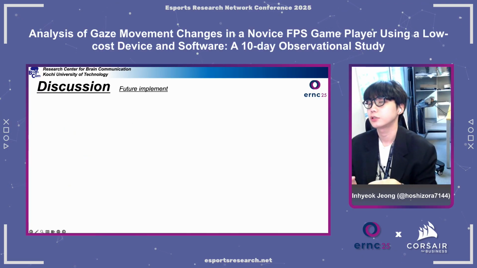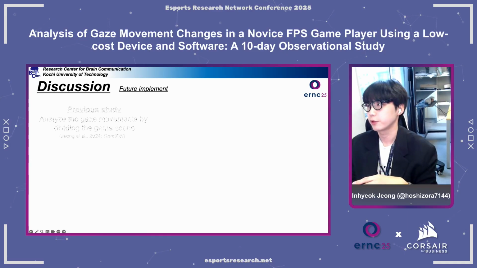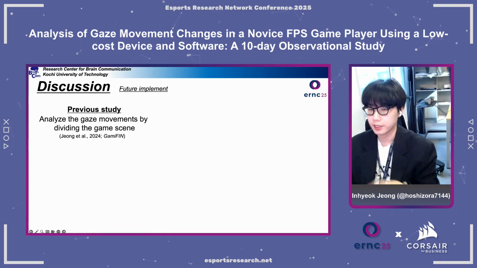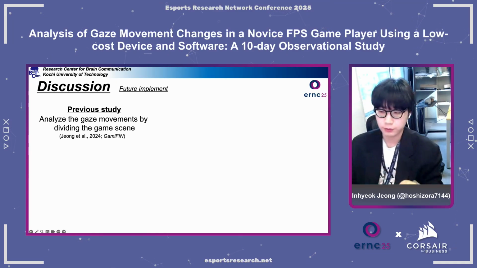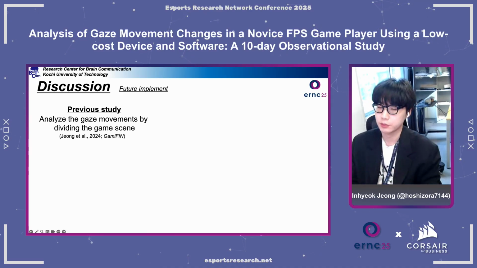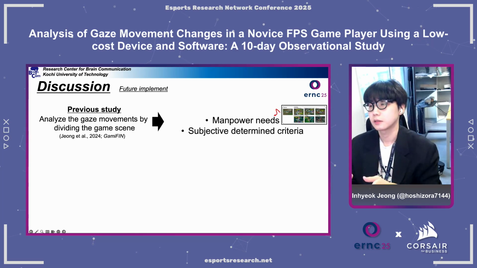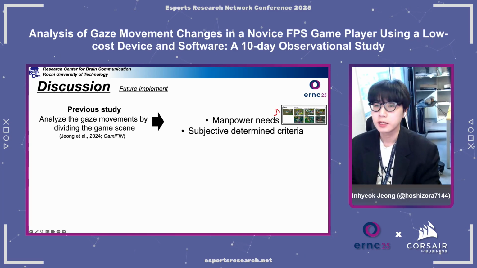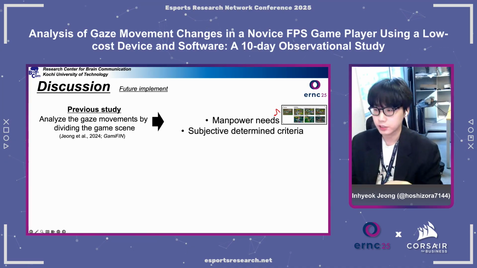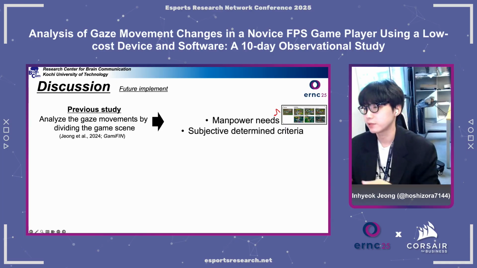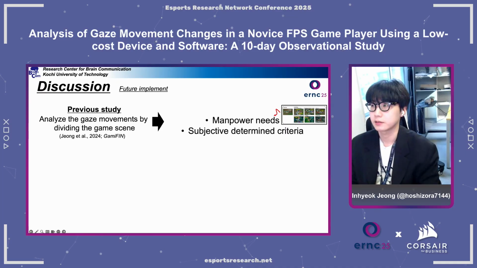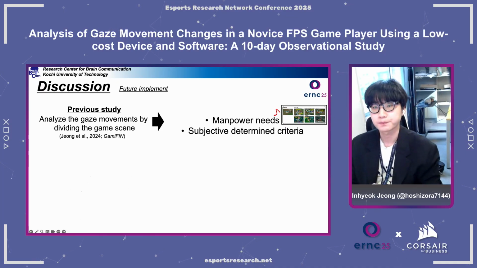So in this part, I'd like to introduce the future implementation. In my previous study, analyzing gaze movement by dividing the game scene was important because the gaze movement changed depending on the game scene. So it is important to divide the game scene and analyze based on the game situation. But a lot of manpower is needed. In the previous study, I divided the game scenes by myself, so it takes a lot of time and manpower, and the determination criteria are quite subjective because humans divide the game scene.